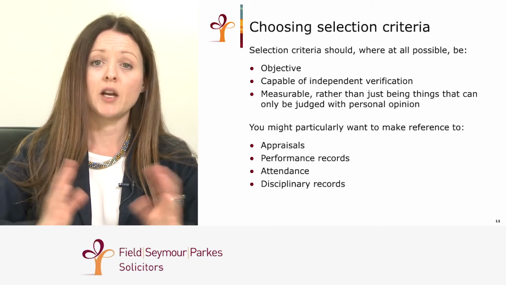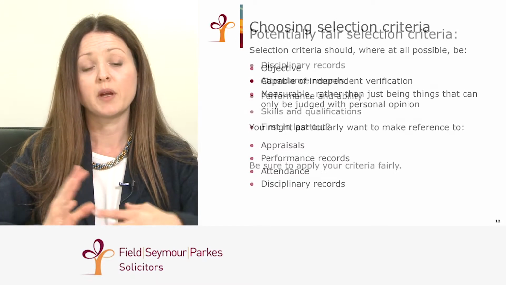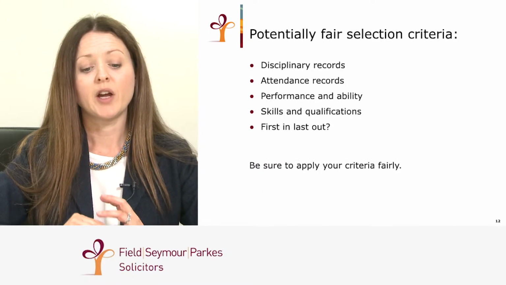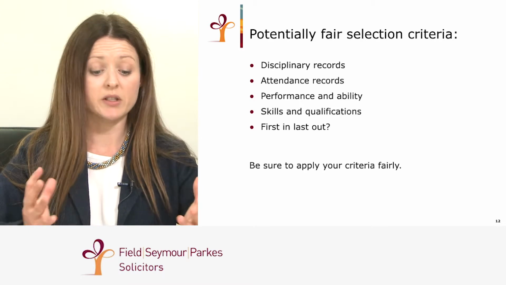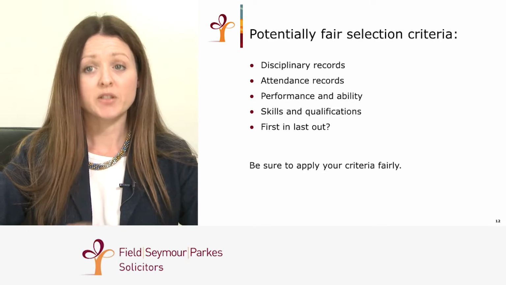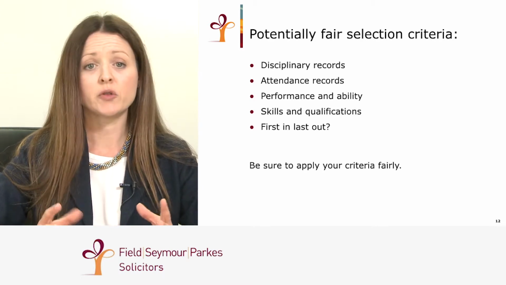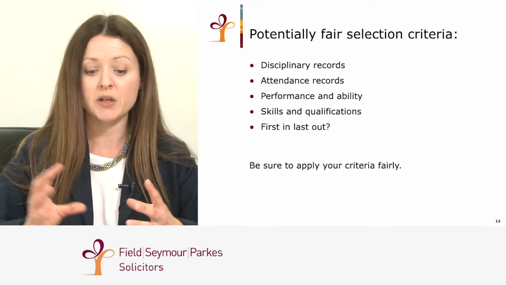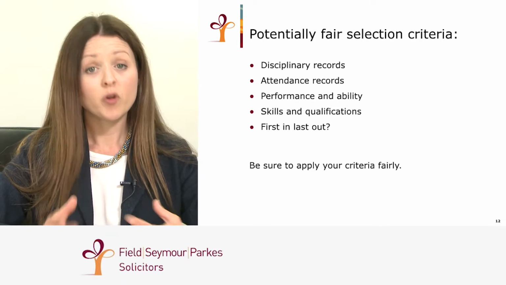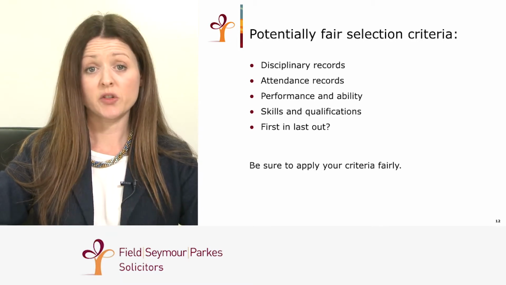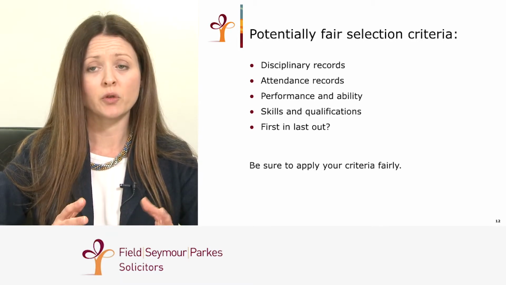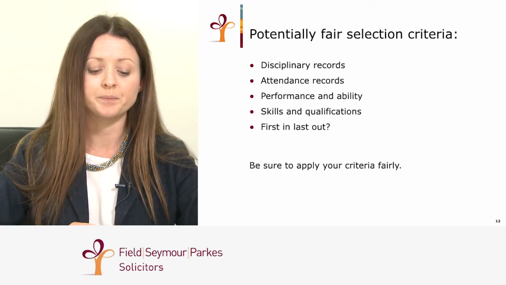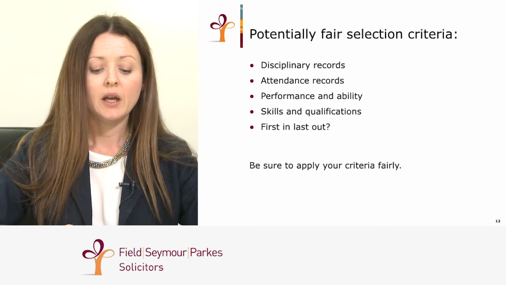On the next slide, you will see that there are some examples of potentially fair selection criteria. So we have, as I said before, disciplinary records. That's a very typical one. Attendance records, as I said, very useful, but do bear in mind any potentially discriminatory elements in there that you'd need to remove. Performance and ability and skills and qualifications are again very, very useful types of things to be able to sift between your various employees and score them accordingly.